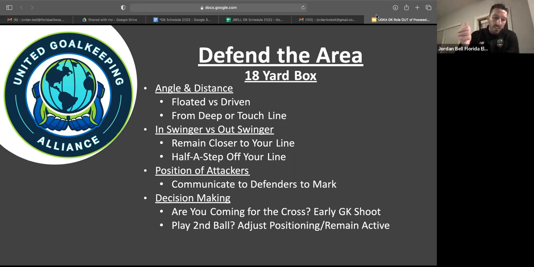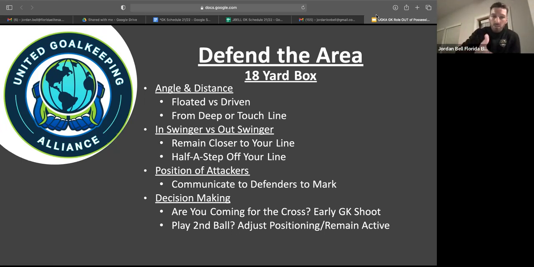Okay, so again, we've got defend the area, which means crosses coming into the box, high balls coming into the box, low crosses coming in. So if we look at some of the examples here, we've got the angle and the distance of the ball coming in. Is it a floated ball into the box? Is it driven with speed and pace? Is it getting crossed in from maybe the corner kick position? Or is it getting crossed in from the halfway line? That's going to decide where you stand on your goal line.